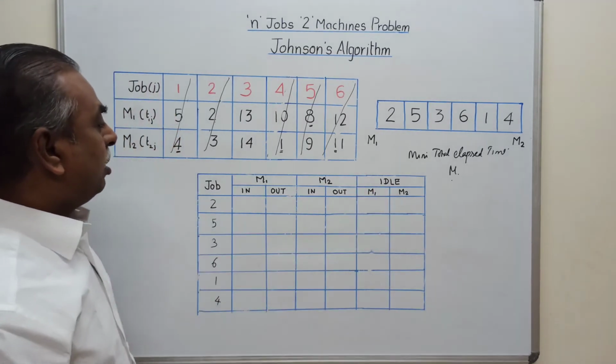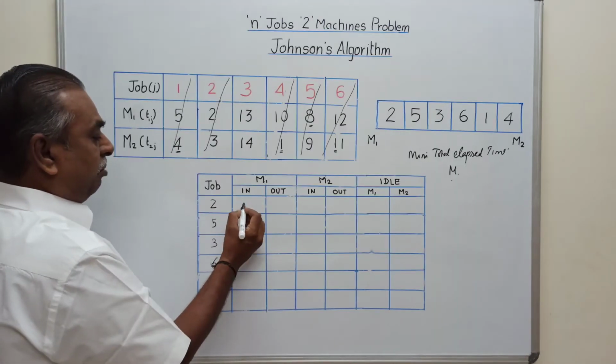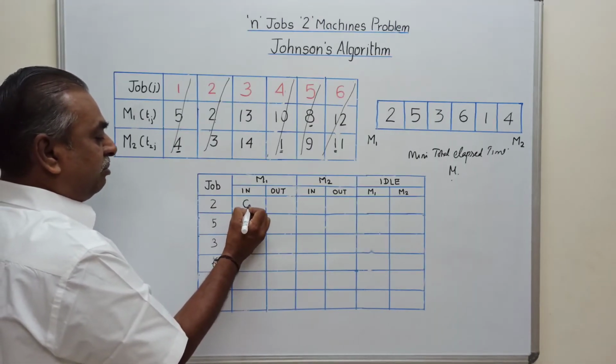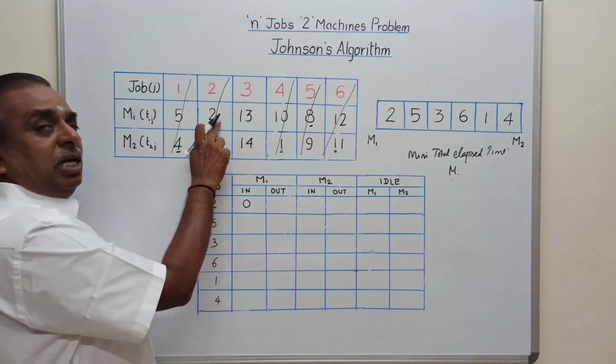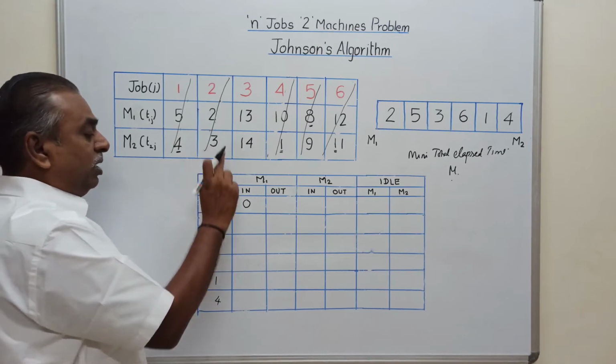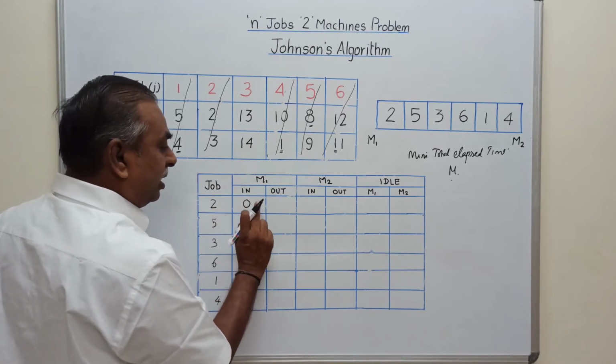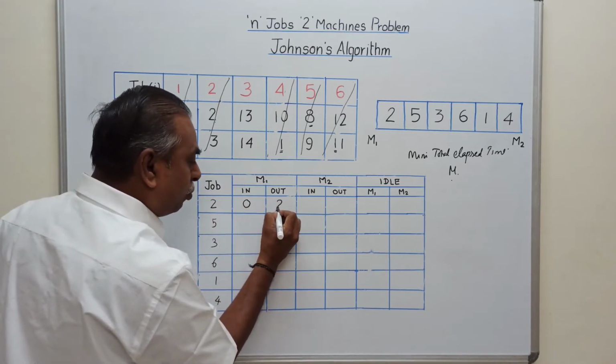Now for the second job, let us assume the job is initially started at time 0. The second job has a processing time of 2 on machine M1, so it will be loaded and then come out after 2 hours.